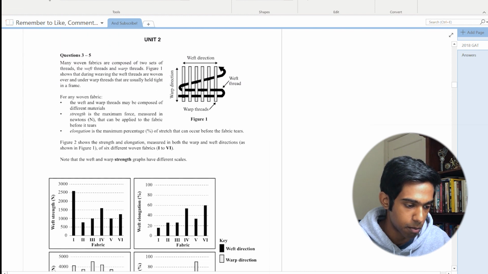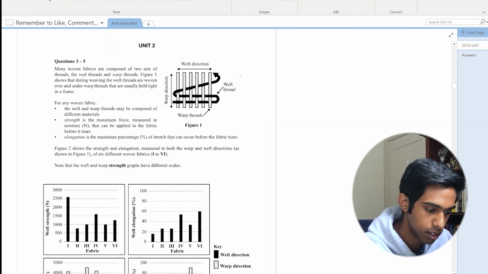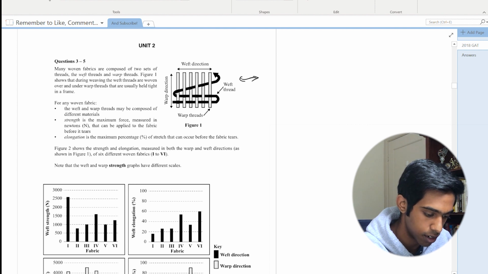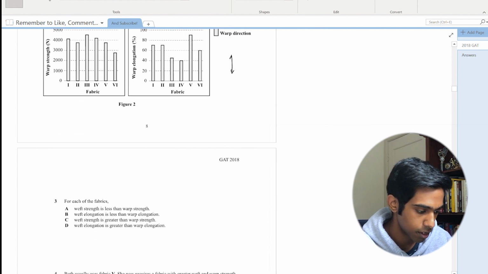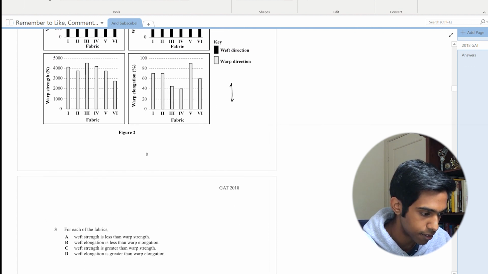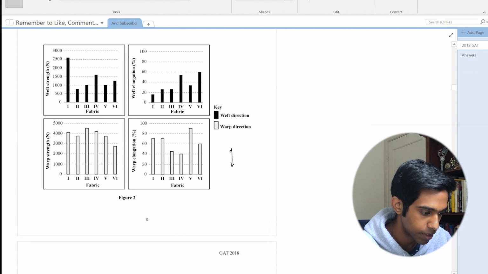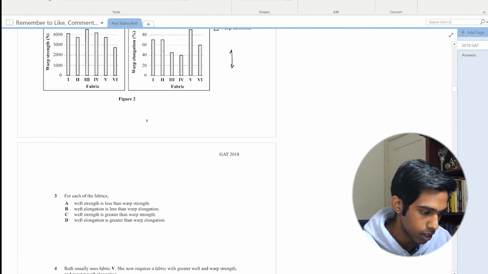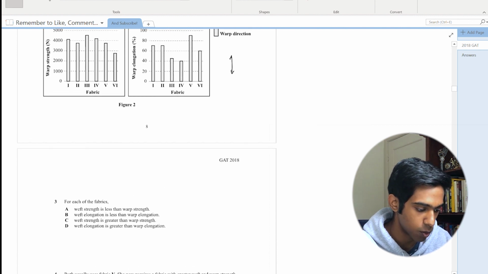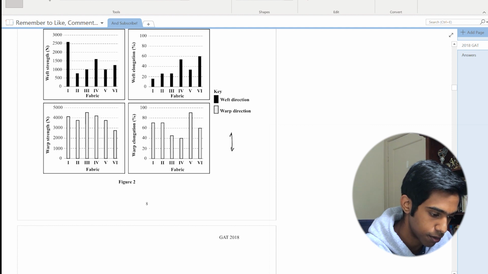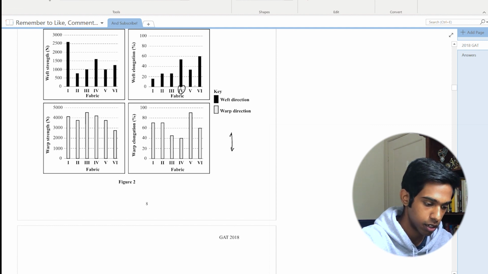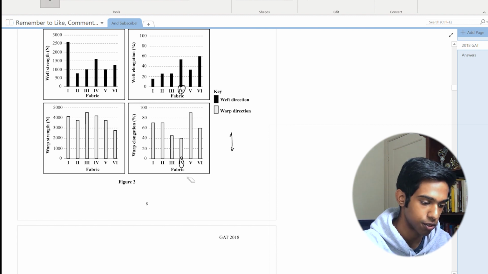And we see black is the weft direction, so that's left to right. And the grey is up and down. Okay. So for each of the fabrics, weft strength is less than warp strength. Let's have a look. That's not true. Weft elongation is less than warp elongation. Let's have a look at these. That's also not true because of fabric 4, where the weft is stronger.